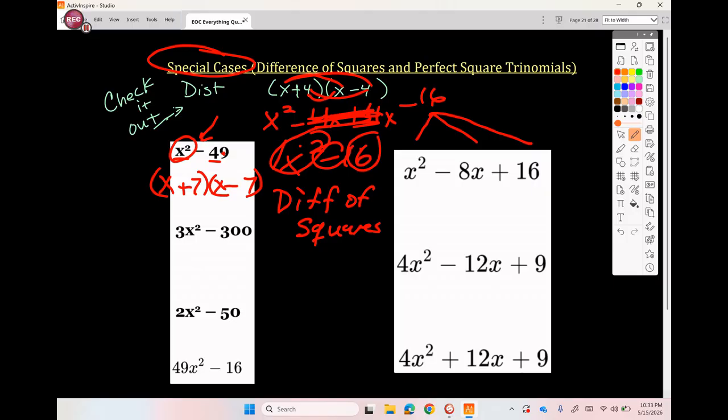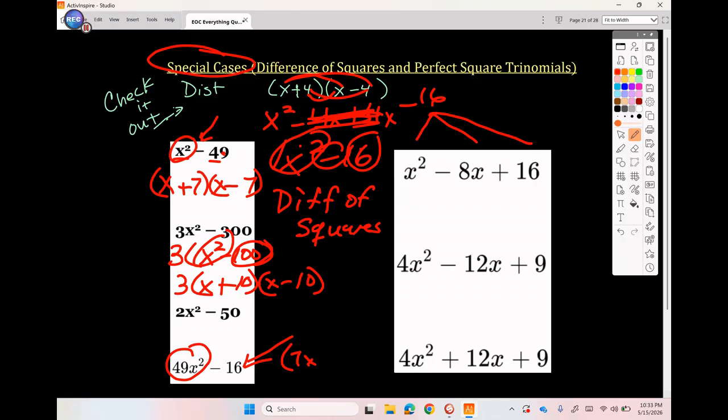Now over here, take out the common factor first, and now we have a difference of squares. So the square root of x squared is x, make the signs different, square root of 100 is 10. Pretty simple. Let's do this bottom one here. Square root of 49x squared, 7x, and square root of 16 is 4. Plus, minus. It's that simple.